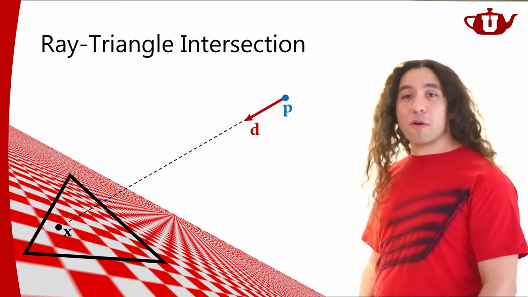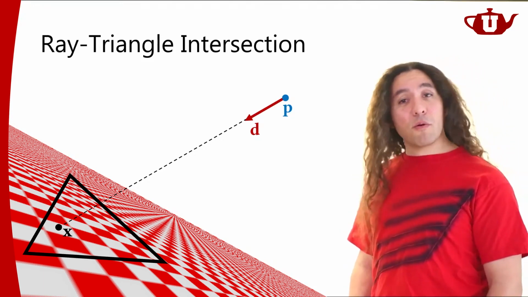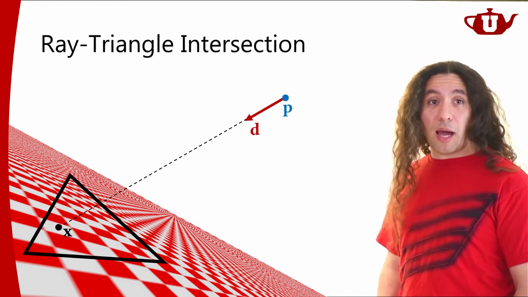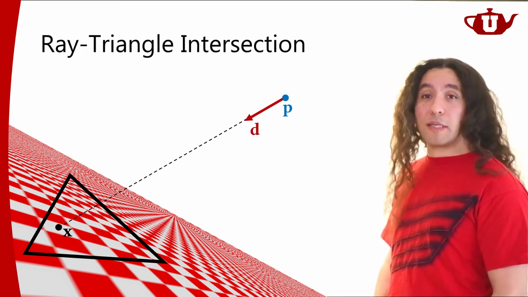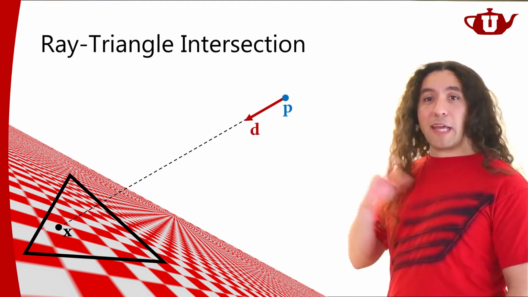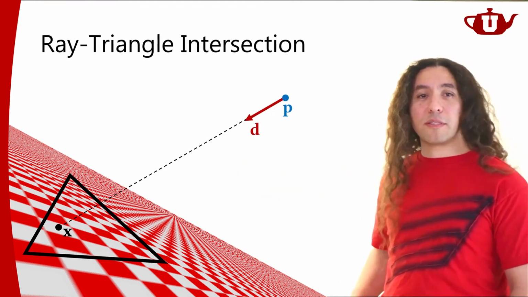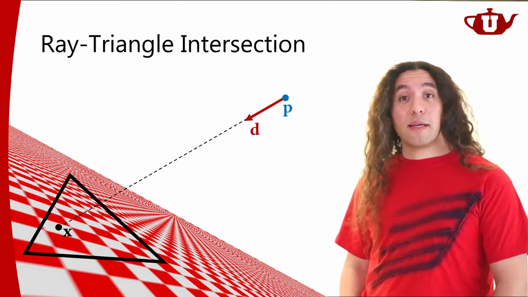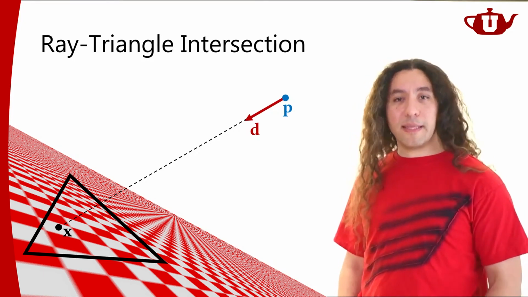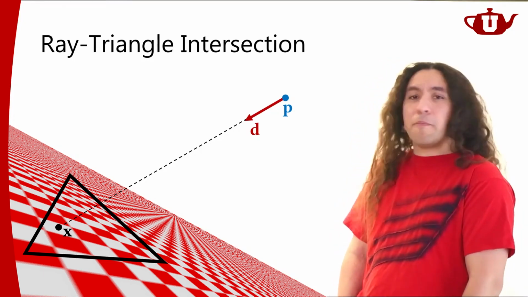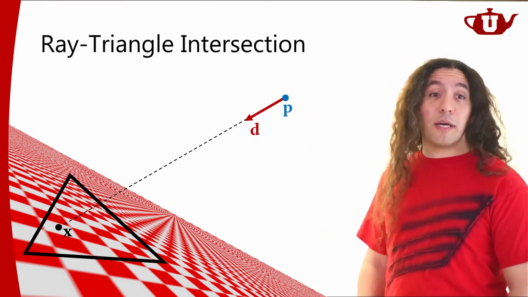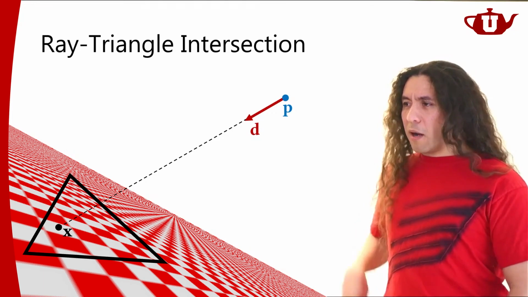I can compute the barycentric coordinates, and then by looking at them, I can tell whether or not the point is inside the triangle. Because if any of the barycentric coordinate components are outside of the range 0 to 1, that means my point is going to be outside of the triangle. If all of them are between 0 and 1, that means my point is inside the triangle. Right? So that's one way of doing ray triangle intersection, and it's a very, very common way of doing it. There are different variants of this.